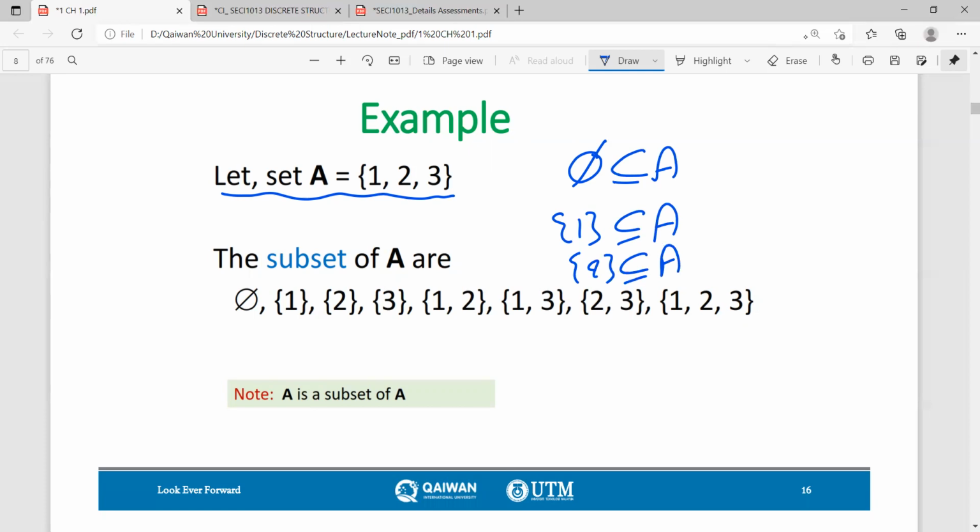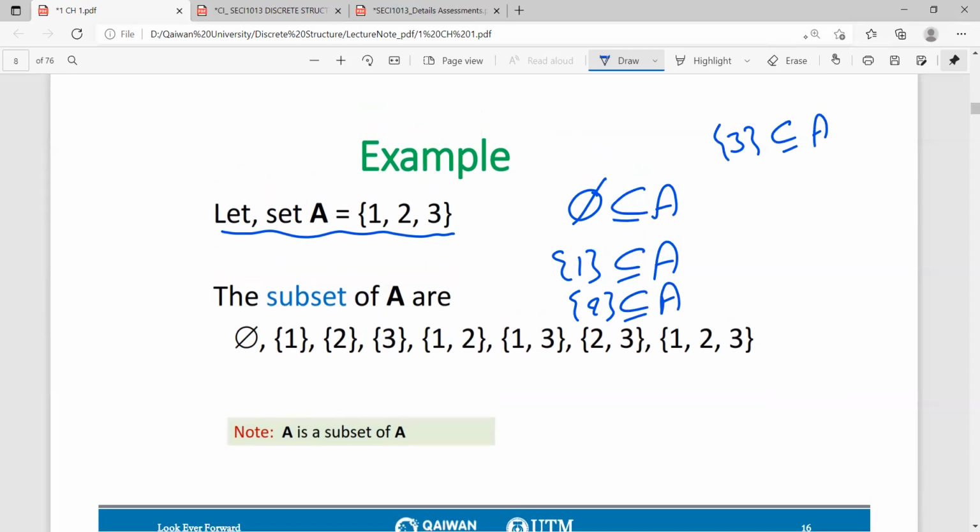2 is also a subset of A because we can find 2 in set A. And 3. 3 is also a subset of A because 3 is a member of A. How about 1 and 2? It's 2 elements. Can I find both of these 2 elements in A? Yes, we have these 2 elements in A. That's why we say 1 and 2 is a subset of A.